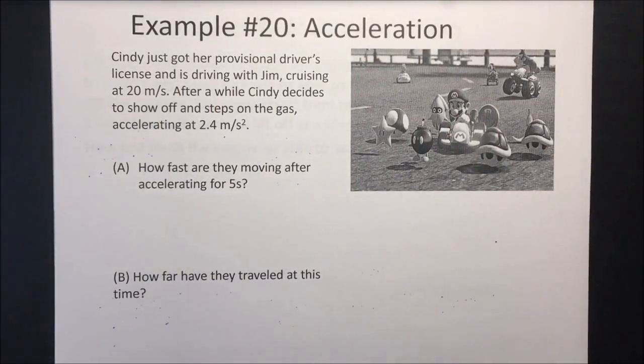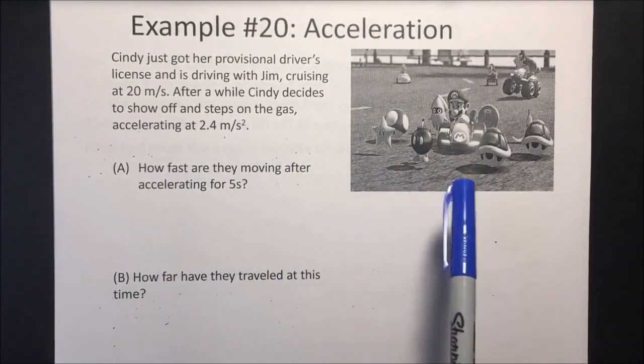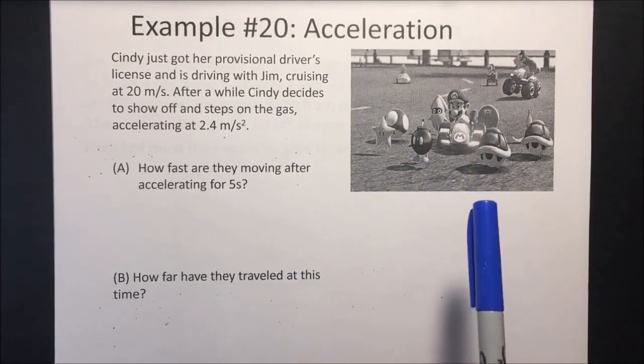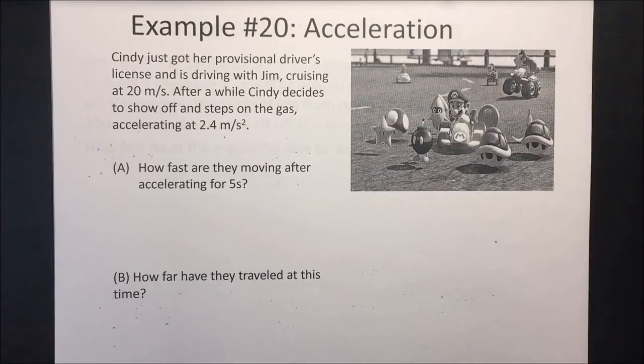Alright, next example. Cindy just got her provisional driver's license and is driving with Jim, cruising at 20 meters per second. After a while, Cindy decides to show off and step on the gas, accelerating at 2.4 meters per second squared. How fast are they moving after accelerating for 5 seconds?